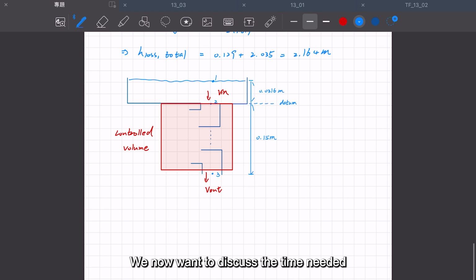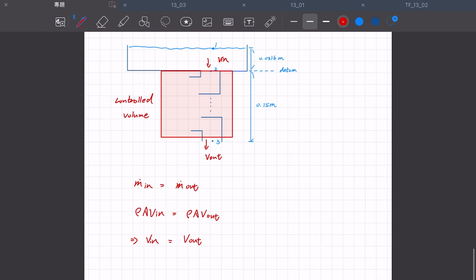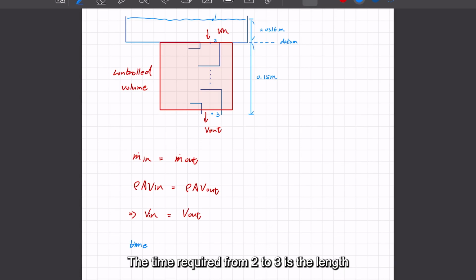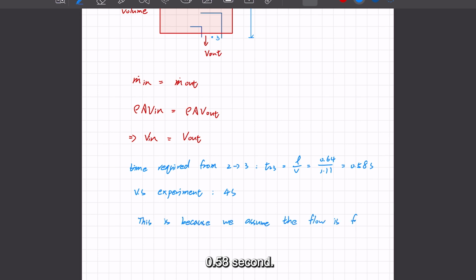We now want to discuss the time needed to travel from point 2 to point 1. We consider the whole mass a control volume. By the continuity equation, the mass flow rate into the system equals the mass flow rate out of the system. The time required from 2 to 3 is the length divided by velocity, which is 0.58 seconds.